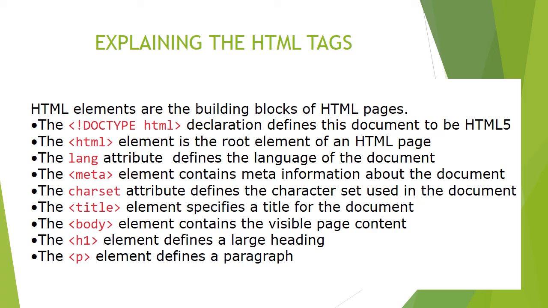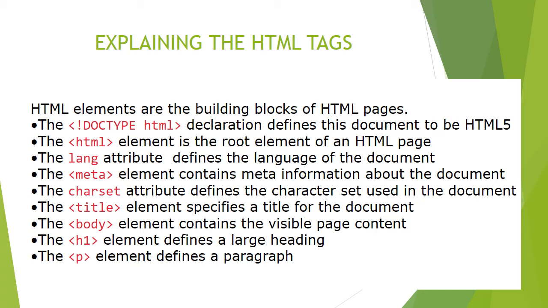The meta tag element contains meta information about the document, such as the character set, the viewport, and so on. Now the charset attribute defines the character set used in the document. There are other character sets, but UTF-8 is what is used in HTML documents. The title element specifies a title for a document.